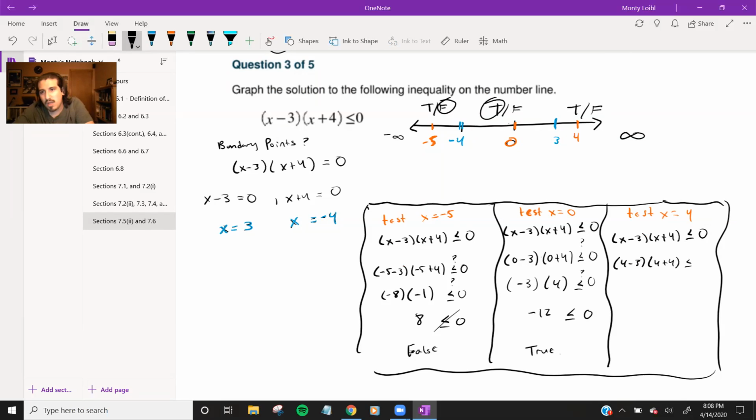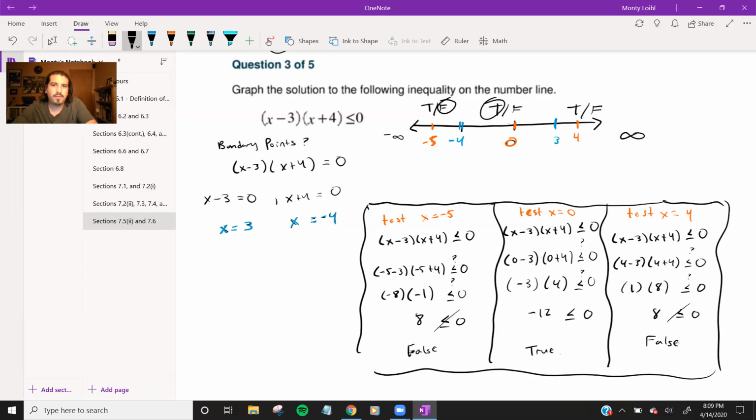Okay, so plugging in 4, 4 plus 4. Again, we want to know, is this less than or equal to 0? This is 1, this is 8, right? Is that less than or equal to 0? Well, no, because this time we got the same thing, right? Not true, so this is false.